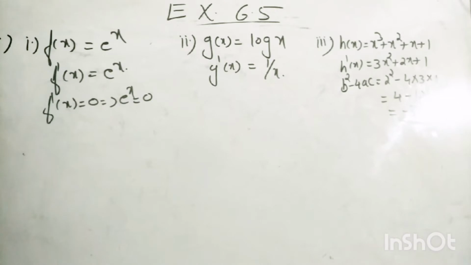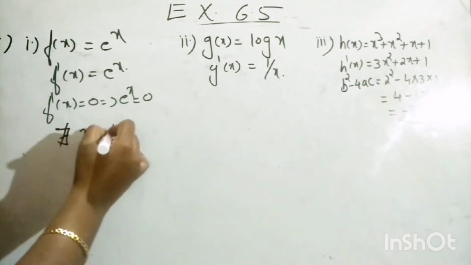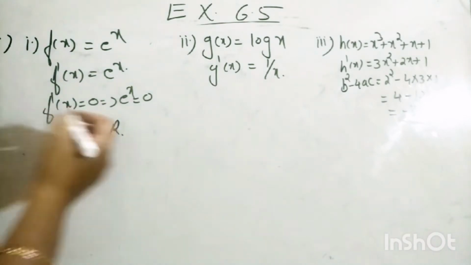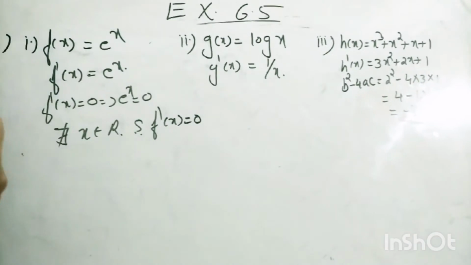Therefore, there does not exist any x belongs to the real number set such that this f dash of x is equal to 0. Hence, function f does not have maxima or minima.